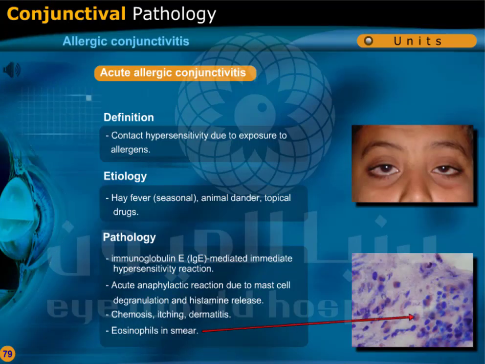Allergic conjunctivitis. Acute allergic conjunctivitis. This is contact hypersensitivity due to exposure to allergens. Causes include hay fever, which is seasonal, animal dander, and topical drugs. There is immunoglobulin E mediated immediate hypersensitivity reaction, acute anaphylactic reaction due to mast cell degranulation and histamine release, chemosis, itching, dermatitis, and eosinophils in smear.